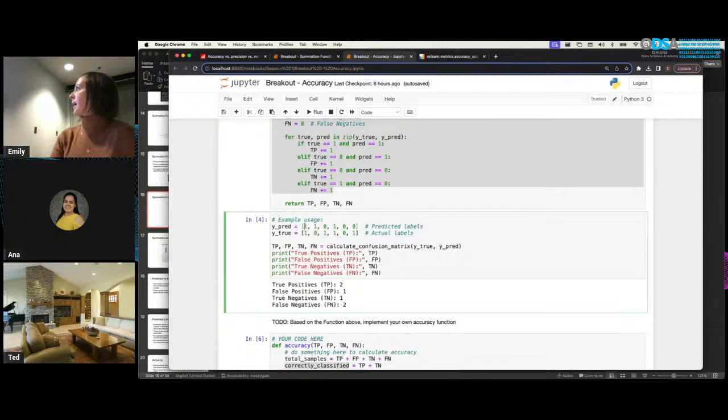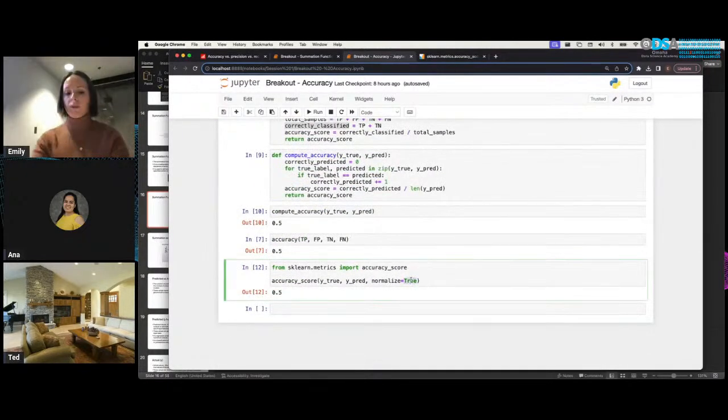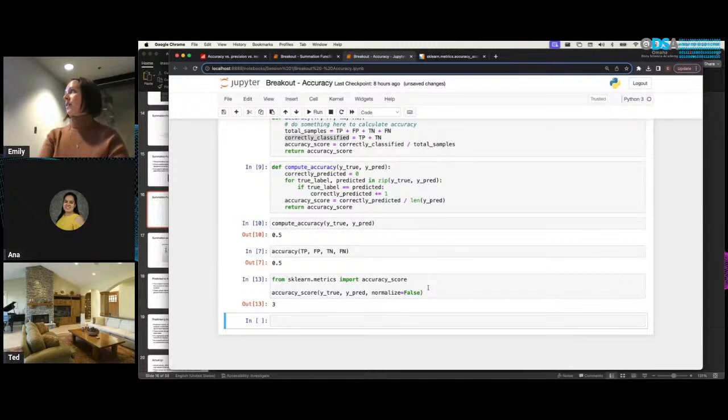So 3 were correct. We predicted 1 and it was 1. We predicted 1 and it was 1. We predicted 0 and it was 0. That's where the 3 comes from, out of the 3 incorrect ones. There's 6 of them total. So if we put this as false though, it just returns 3. It just tells you how many you got correct. But if it's true, it divides by how many were in the entire data set. So it divides by 6. Thank you for that.